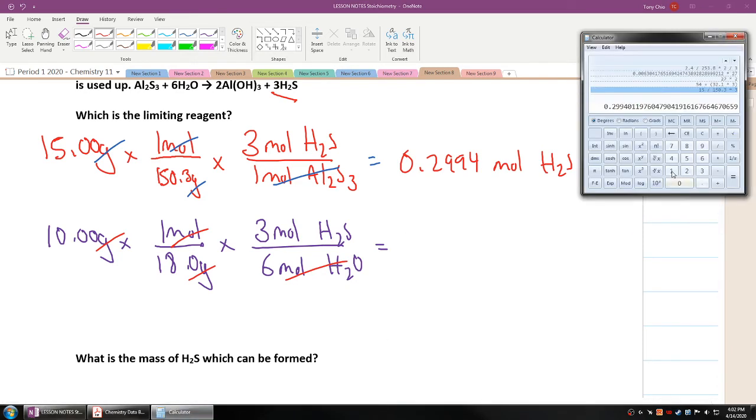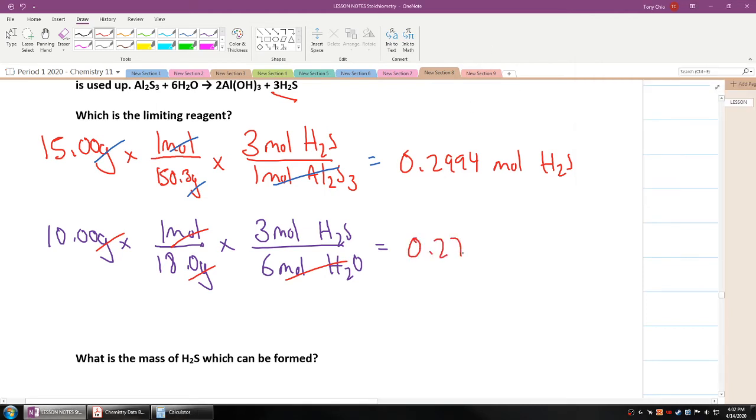Let's do the same this time with the next one. For water, 10 grams divided by 18 times by 3 divided by 6. And we're going to get 0.2778 moles of H2S formed.